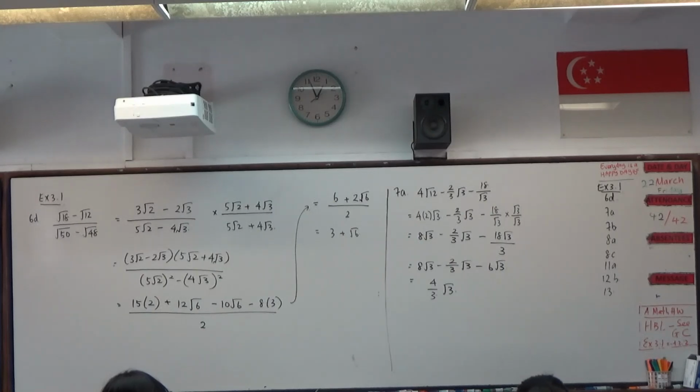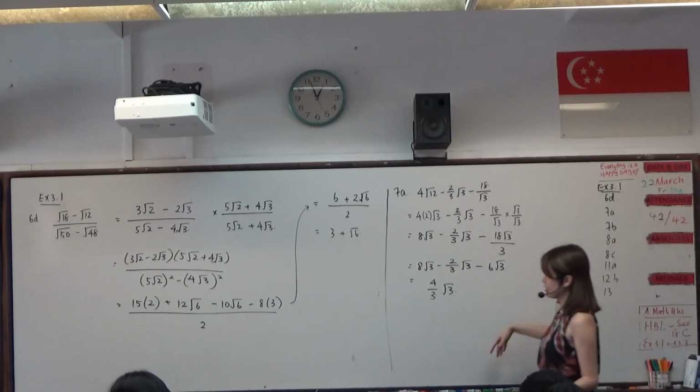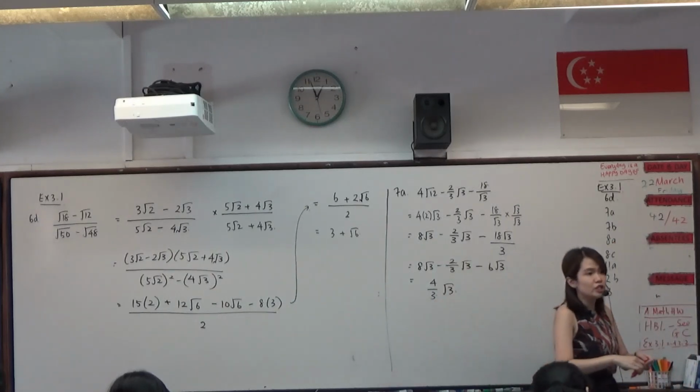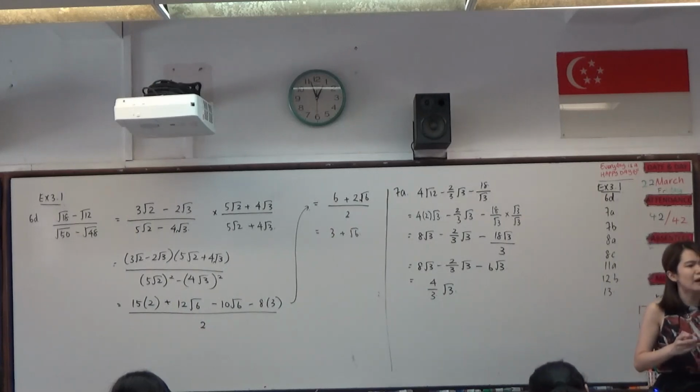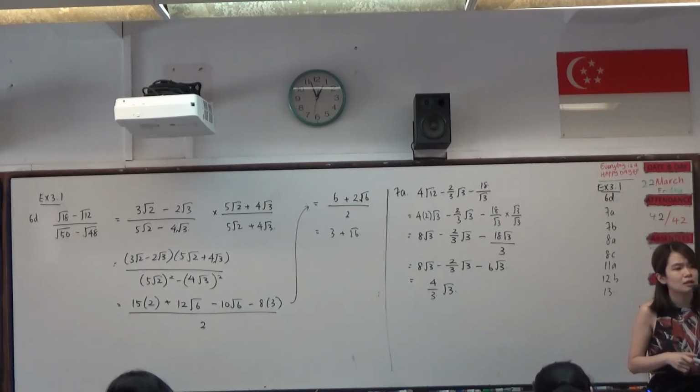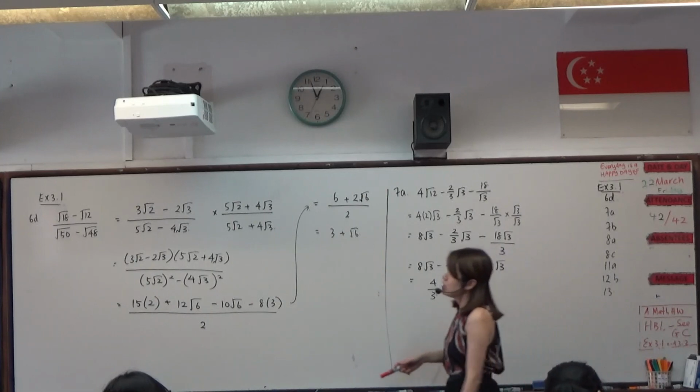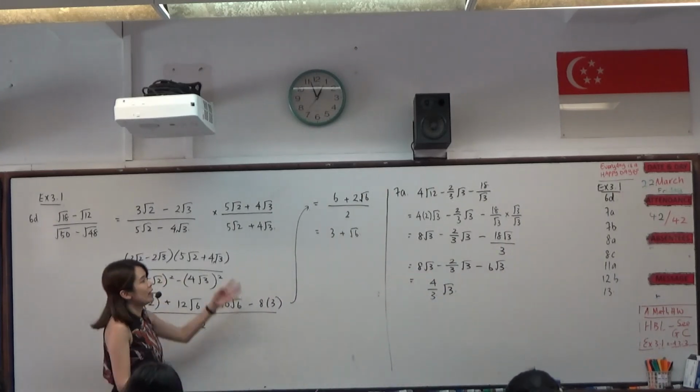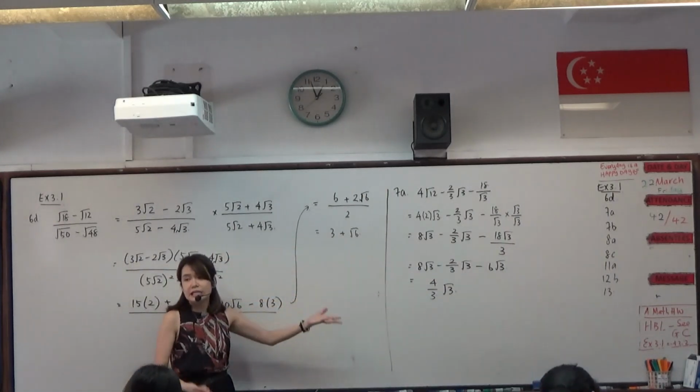Let me just correct myself. Now at this juncture, I thought that it's timely for us to know how do we check our answer. Whenever we have to do simplification like that, how do we check? Type in the calculator, and what are we looking for? Same value.